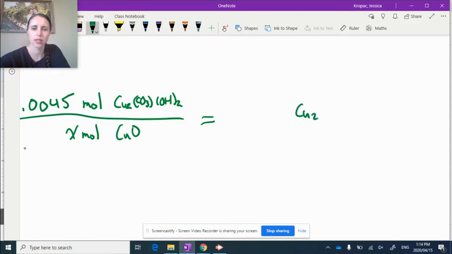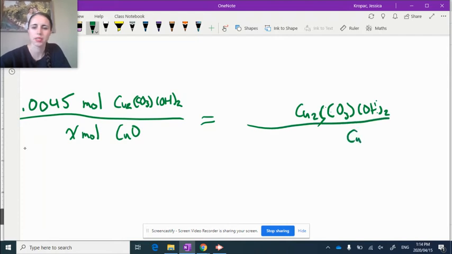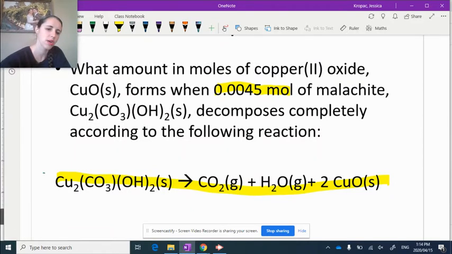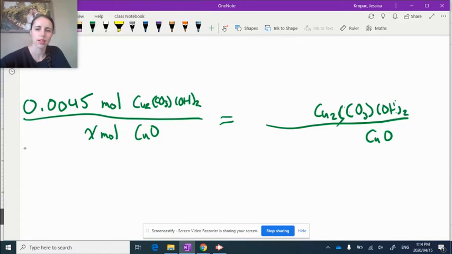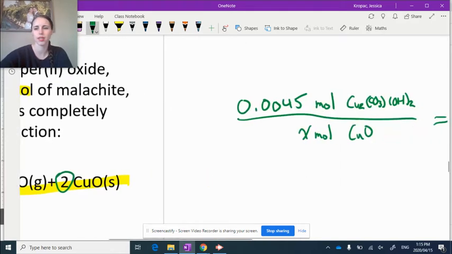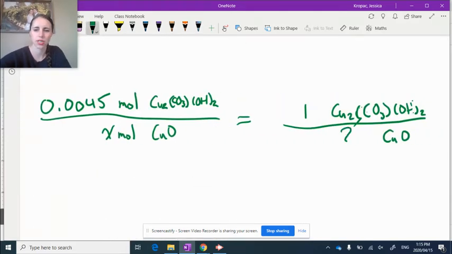So on the top here, I'm going to keep this compound. And on the bottom, I'm going to keep this compound. Let's switch back to my balanced chemical equation and see what coefficients need to go in there. So I'm going to take a look at my balanced chemical equation, and I see no number written in front. So that no number would be a 1. So I'm going to go ahead and put a 1 on top of here. And then if I go back, I see a 2 written in front of copper oxide. So I'm going to put a 2 in front of here.